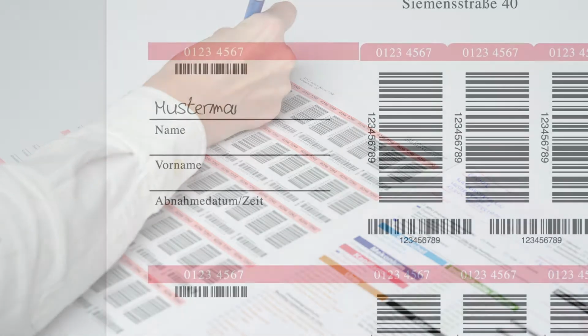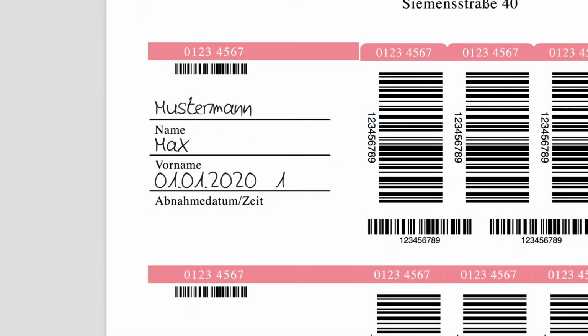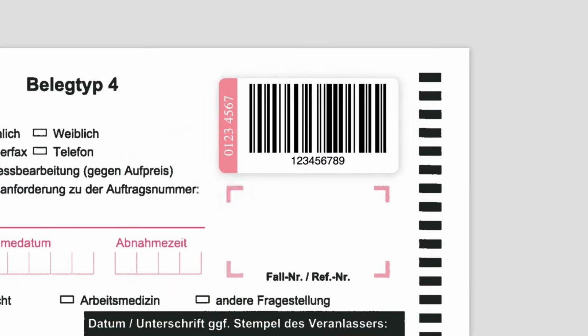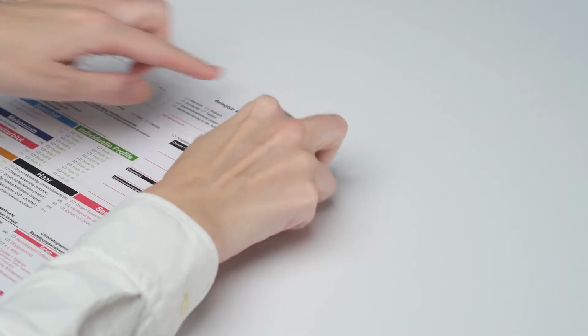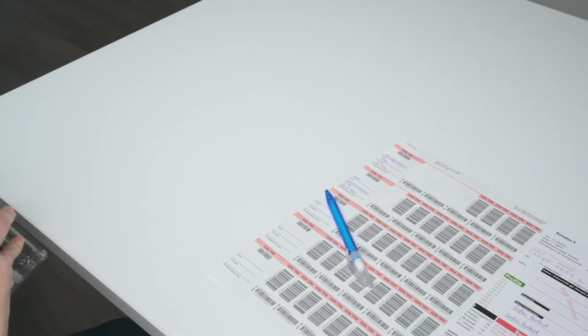Enter the patient's name and date in a new row of the barcode booklet. Adhere the first barcode to the request form. Prepare all necessary materials for collection.